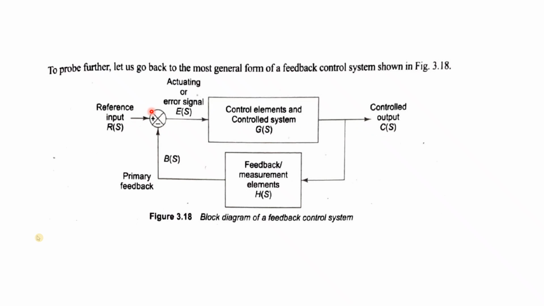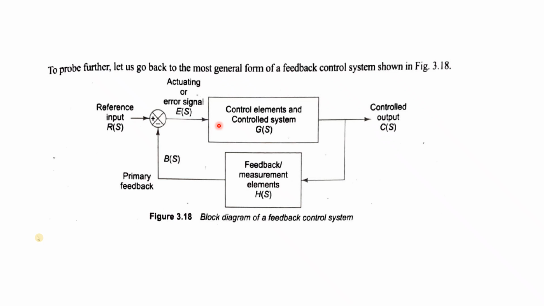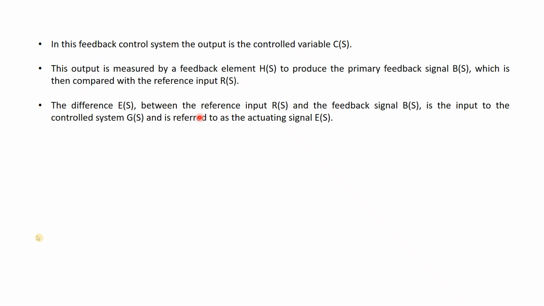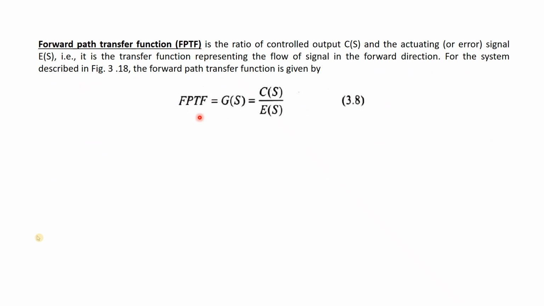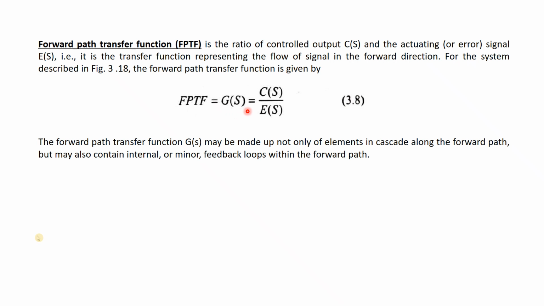C(s) is correct, but not R(s), because the exact input entering G(s) is E(s). C(s) by R(s) is the transfer function of the entire system. But this particular block has the input E(s), so C(s) by E(s) will be the transfer function of this forward path. That is G(s). So G(s) equals C(s) by E(s).